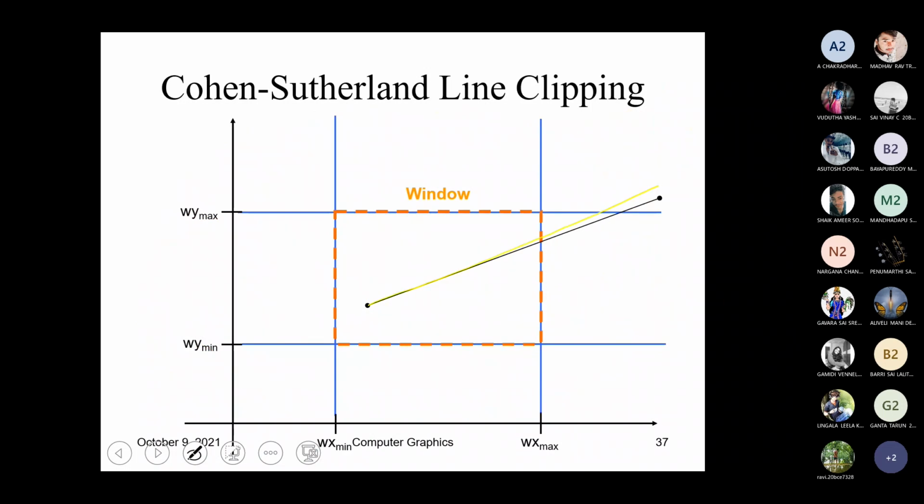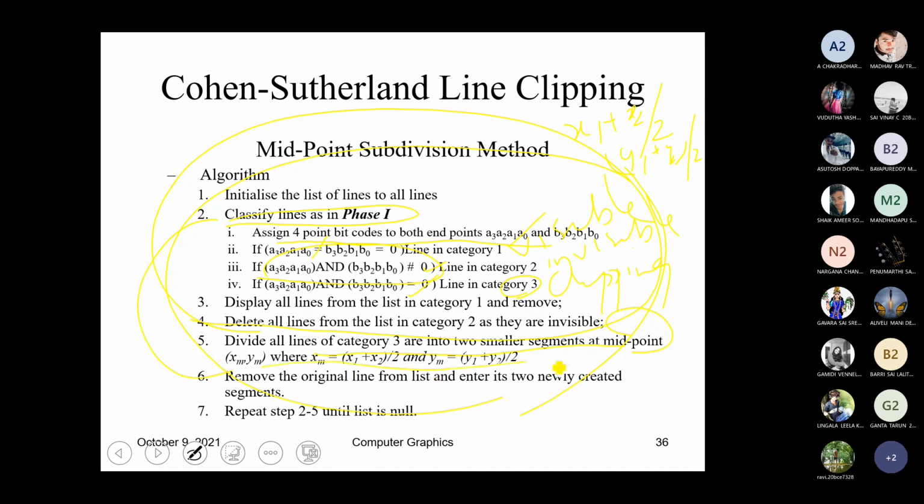So you can see here the line. What will you be finding? You will be finding the midpoint. This will be the midpoint, right? Here you will have x1, y1, x2, y2, and you calculate M. M will be equal to x1 plus x2 divided by 2, y1 plus y2 divided by 2. So you get the midpoint, right? This will be your midpoint. Remove the original line from the list and enter the two newly created segments. So again you will be repeating everything here.